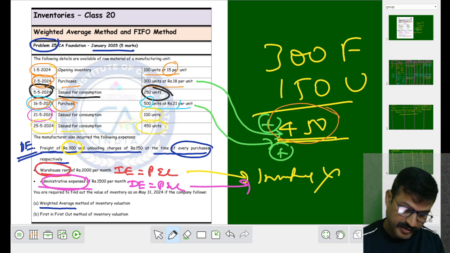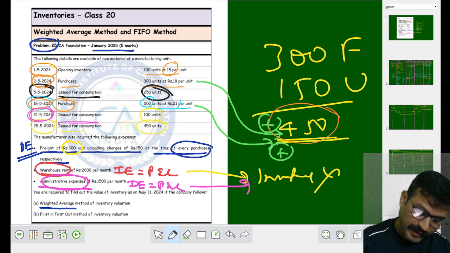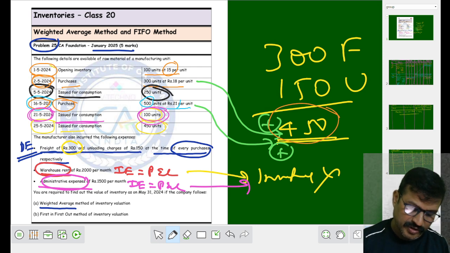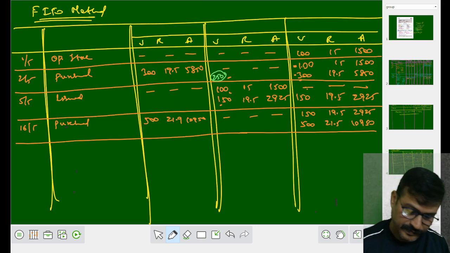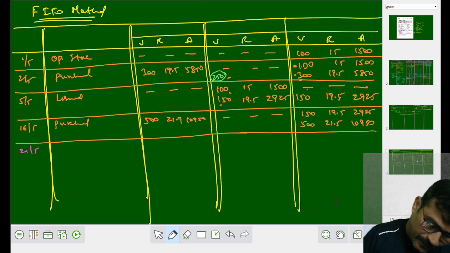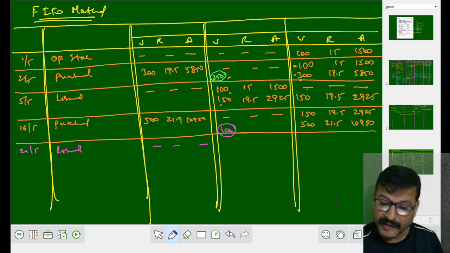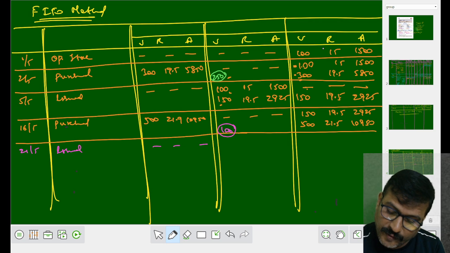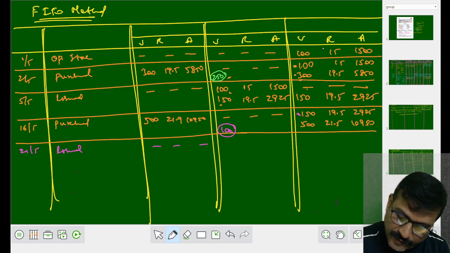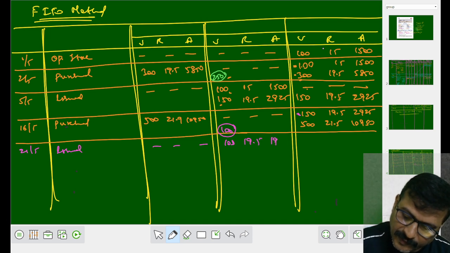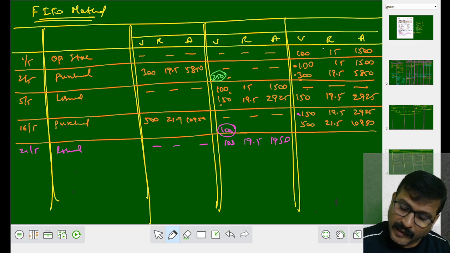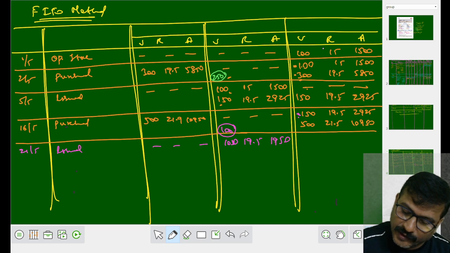What happened after 16th? On 21st May, there was an issue. How many units? 100 units are issued. You mention 100 on the top. See, when you issue 100, you are following FIFO. In the first lot, there is 150. Give 100 at 19.5, 1,950. Out of 150, 100 is given. Left out is 50, same 19.5.